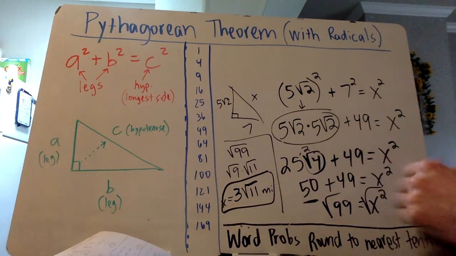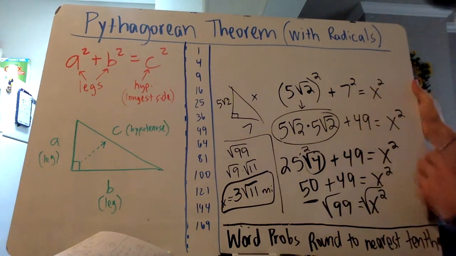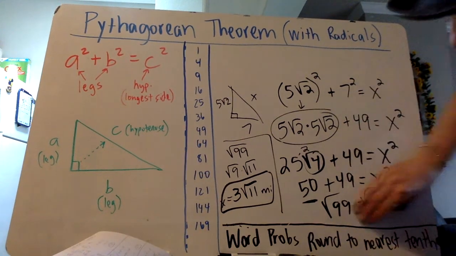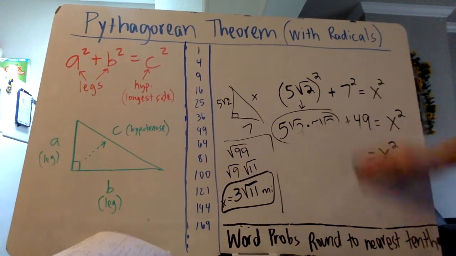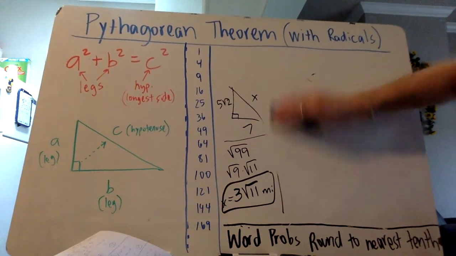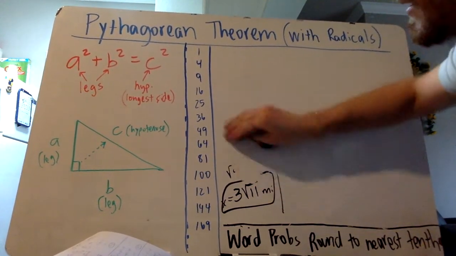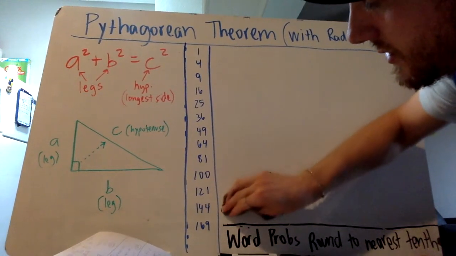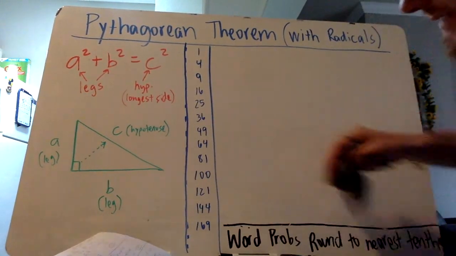All right, so hopefully you see how Pythagorean Theorem and radicals can be merged together like pretty much all math concepts, which is why I like it. All right, so that's your class example.